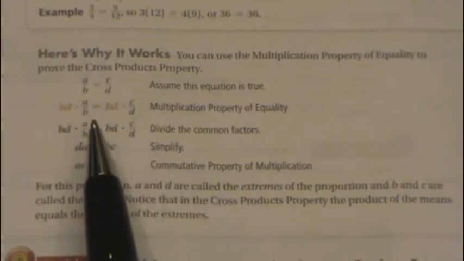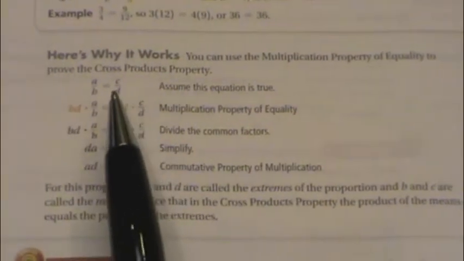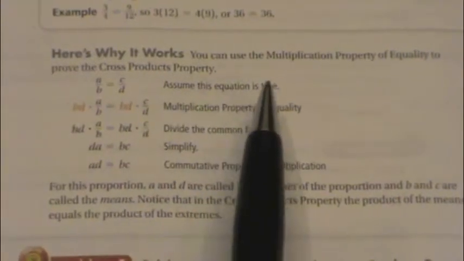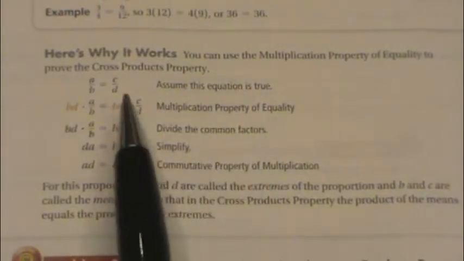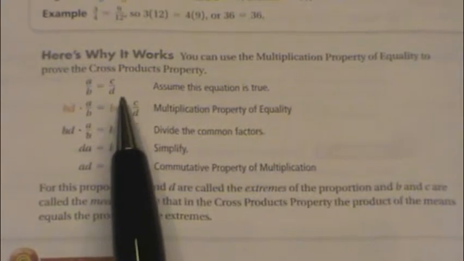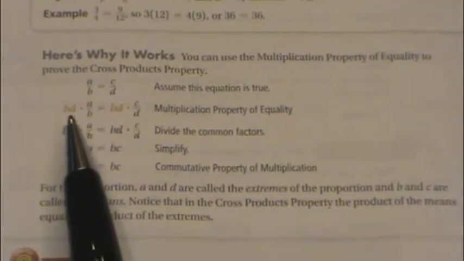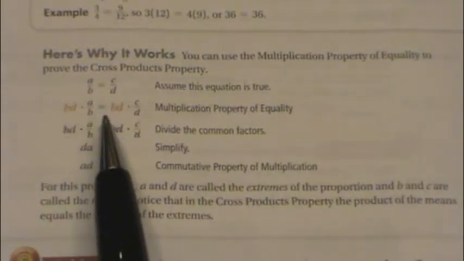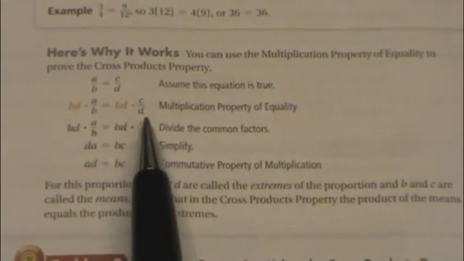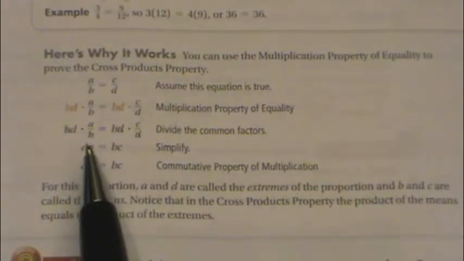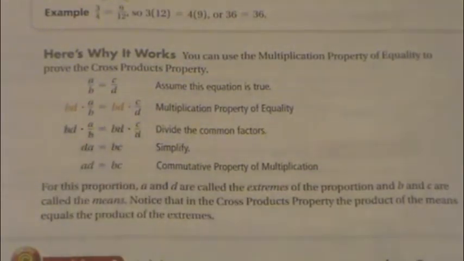Now, in case you are doubtful or confused, here's why it works. This is called a proof. You do a lot of these in geometry. A over B equals C over D. You are given that that is true. So, multiply each side by the common denominator BD. Right? BD times A over B is the same thing as BD times C over D. Then you're going to clear the common factors.